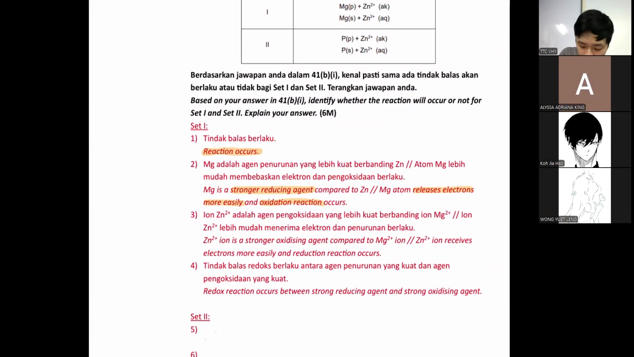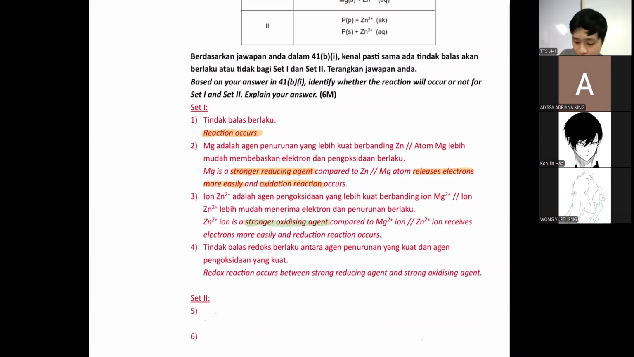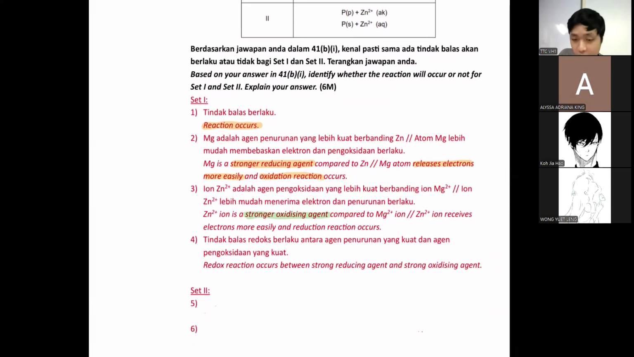Meanwhile, the same thing happens to Zn2+. You can say it's a stronger oxidizing agent, when the zinc ion receives electrons more easily and reduction reaction occurs. You can say Zn2+ is a strong OA, or Zn2+ receives electrons more easily and reduction occurs. So finally you can sum up: redox reaction occurs between a strong RA and a strong OA. That's it.